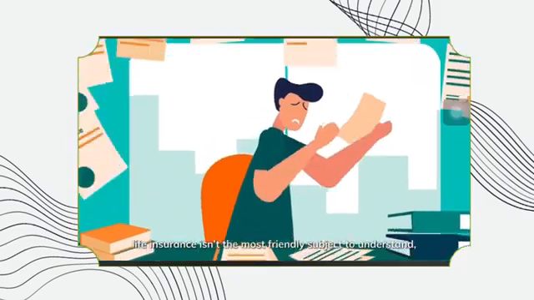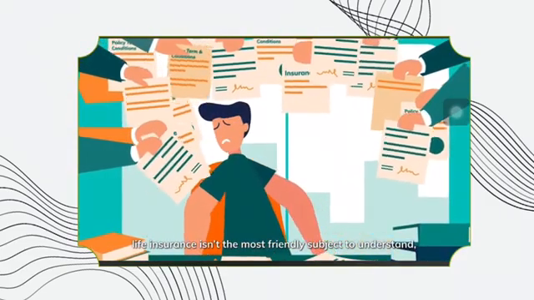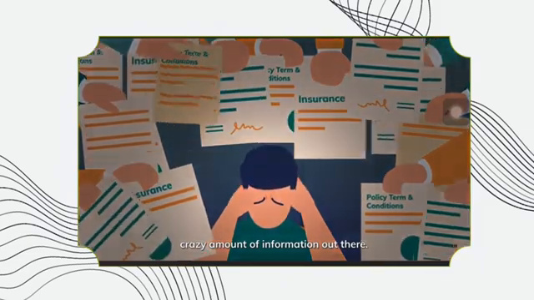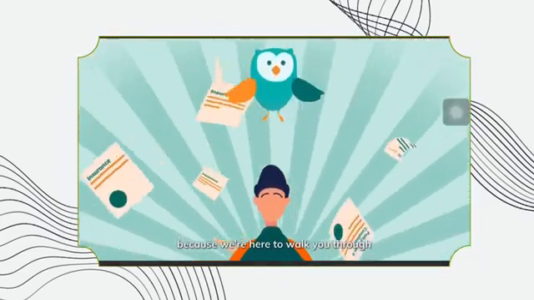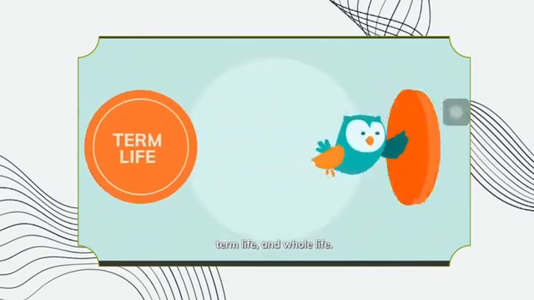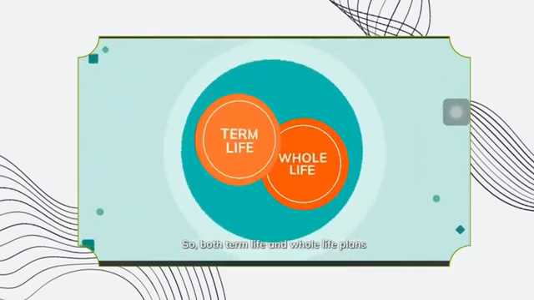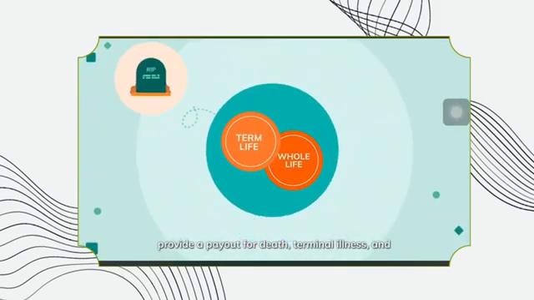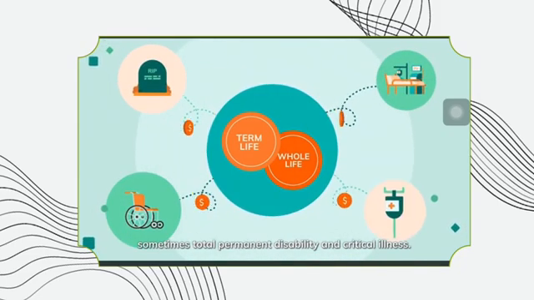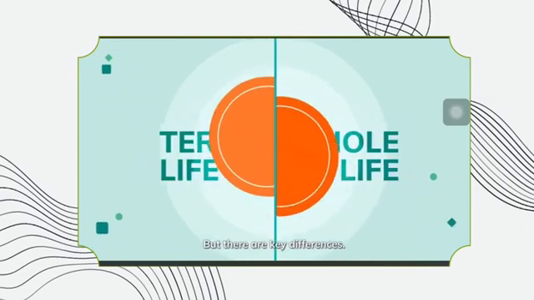We get it. Life insurance isn't the most friendly subject to understand, and it's easy to get overwhelmed by the crazy amount of information out there. Not to worry, because we're here to walk you through the two types of life insurance, term life and whole life. So both term life and whole life plans provide a payout for death, terminal illness, and sometimes total permanent disability and critical illness. But there are key differences.